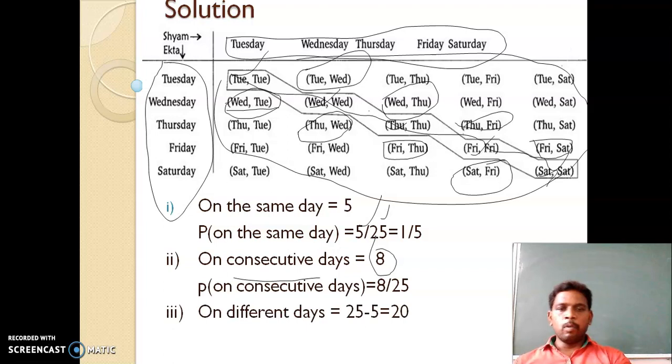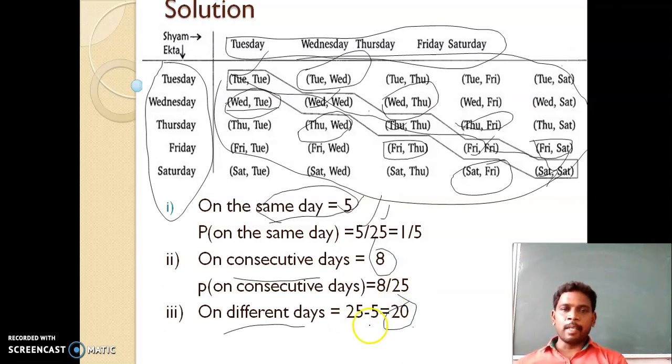Right? And look at the next one. They both visited on different days. So different days: totally 25 days are there. Out of that, how many days are the same? 5 days are the same day. So if we subtract this 5 from all the 25 days, we get 20 days. These 20 days will definitely be different days.